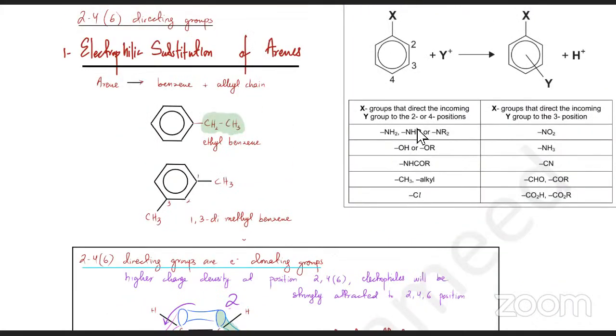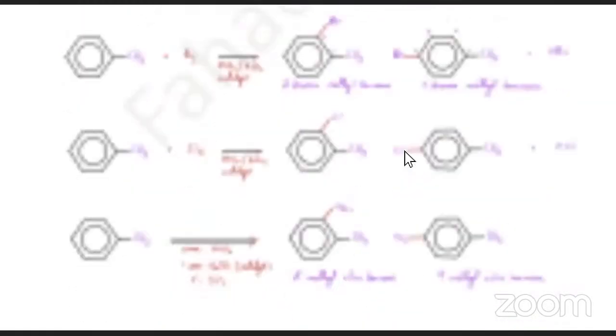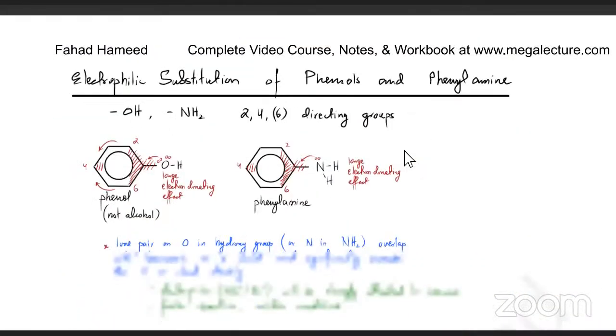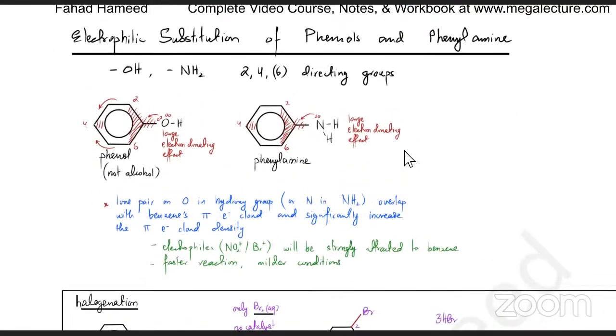Now he's talking about phenols. So who's 2, 4 directing? Who's the electron donating group? You've got phenols, you've got alkyl chains, you've got amides, you've got amines, and you've got chlorine as well. So he's talking about phenol. Now the thing with phenol is, if you have a look, phenol has a very large electron donating effect. It's got a very, very strong electron donating effect.